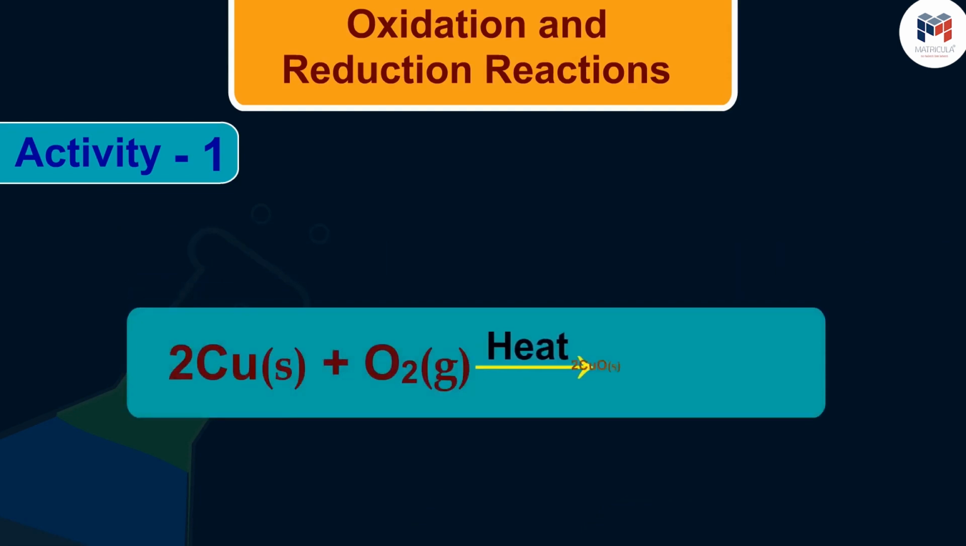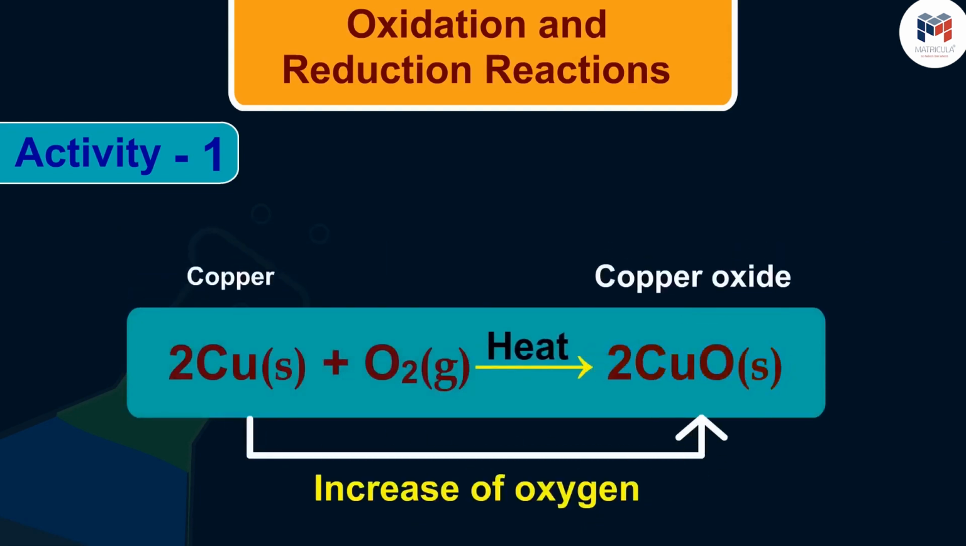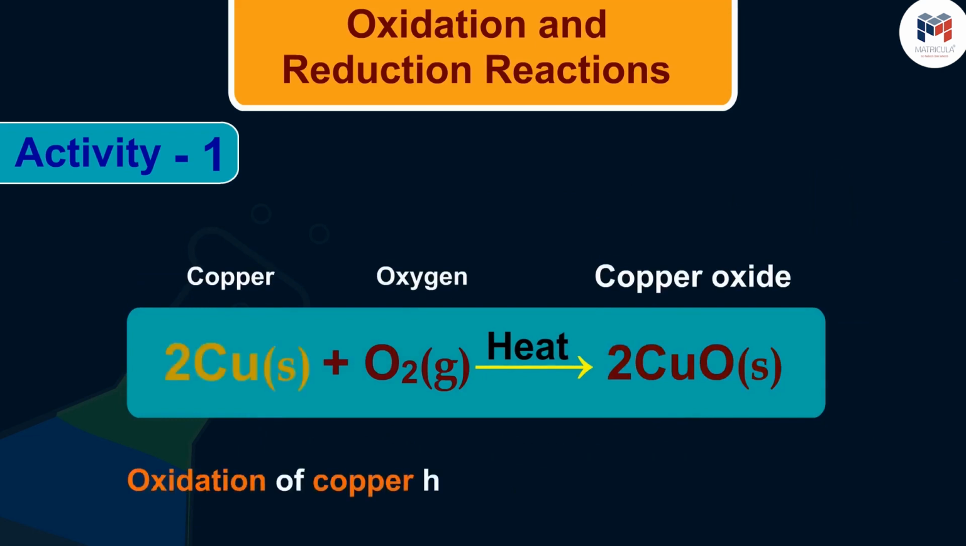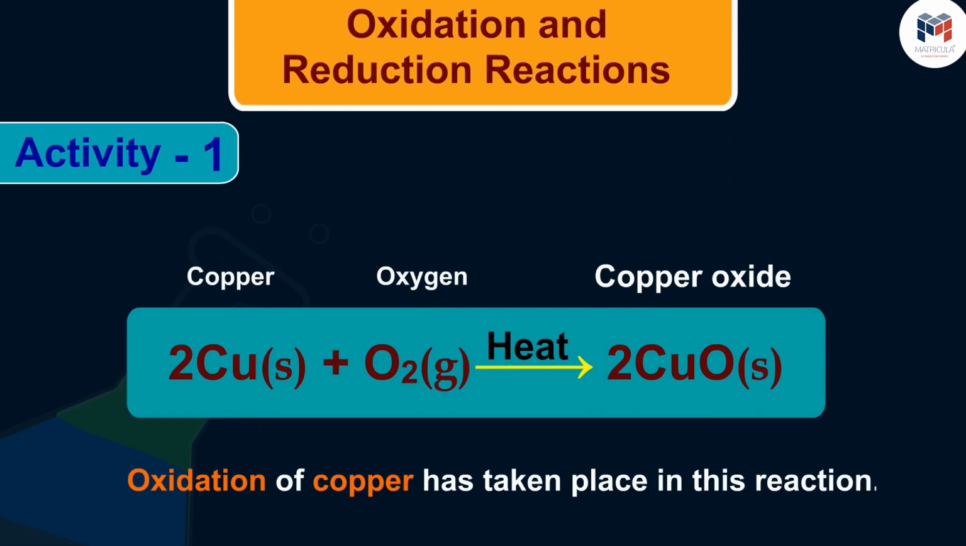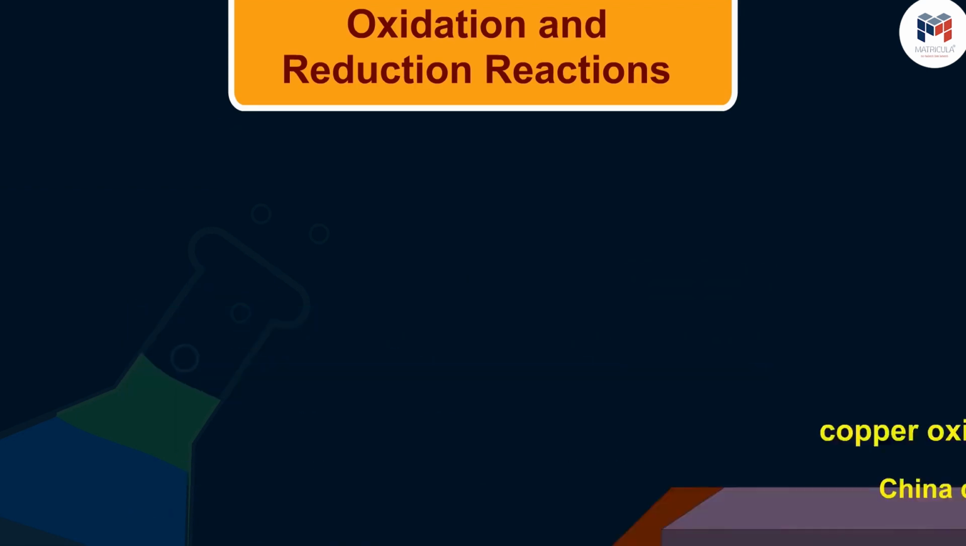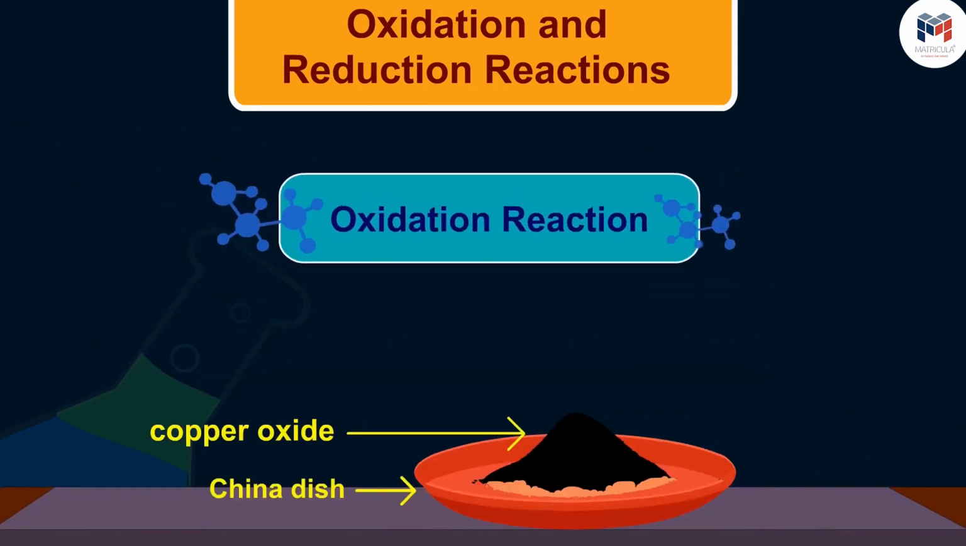During the reaction, there is an increase of oxygen in copper. Therefore, we can say that oxidation of copper has taken place in this reaction. And so, this reaction is an oxidation reaction. This is because oxygen is added to copper and copper oxide is formed.